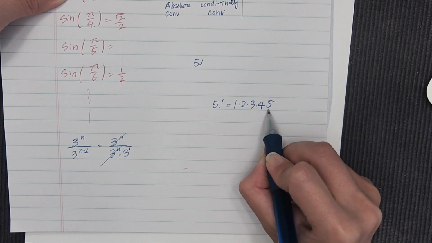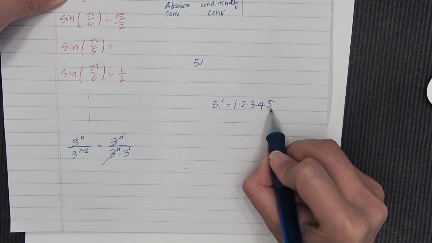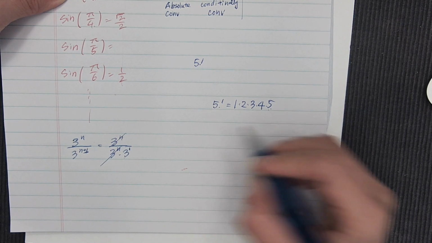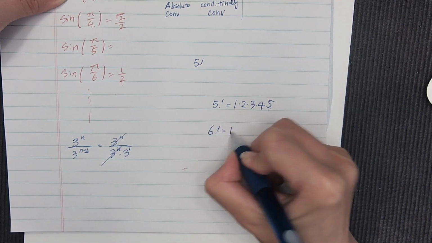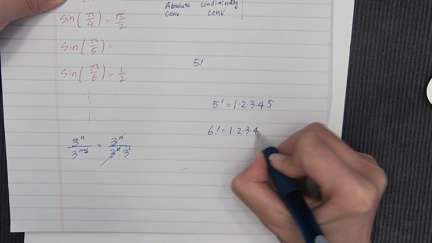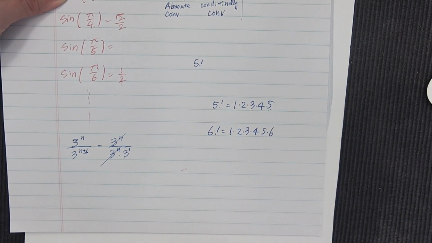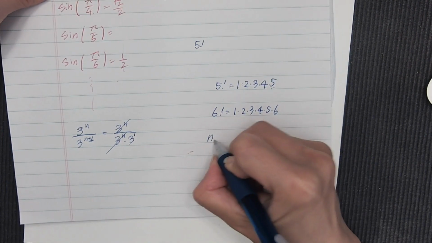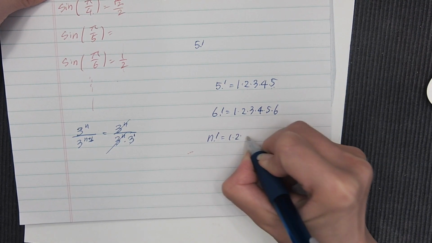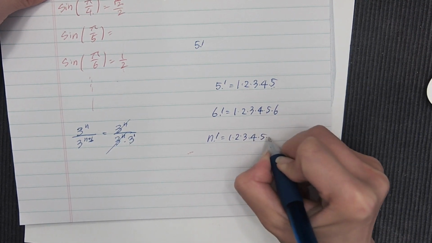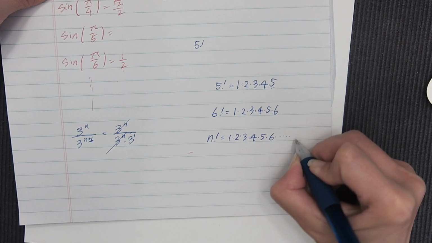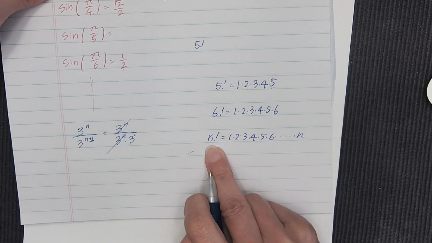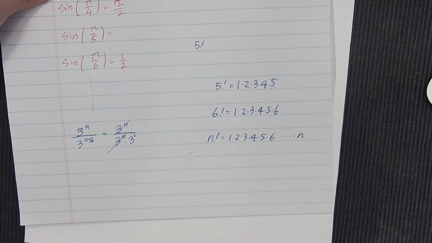That's 5 factorial: 1 times 2 times 3 times 4 times 5. Remember that. So if I have 6 factorial, it means 1 times 2 times 3 times 4 times 5 times 6. Okay. So n factorial means 1 times 2 times 3 times 4 times 5 times 6 times forever until the number n. That's what n factorial means.